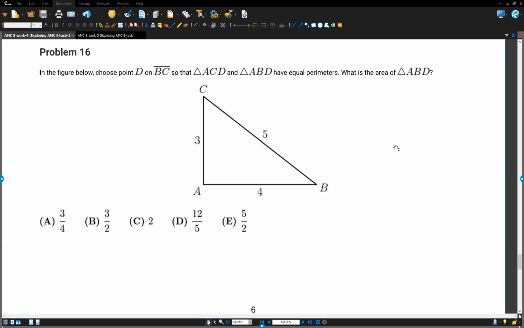Problem 16. We have the figure below. Choose point D on BC so that triangle ACD and triangle ABD have equal perimeter. You know what a perimeter is, right? In this triangle, what is the perimeter? 3 plus 4 plus 5. Okay, that is the perimeter.